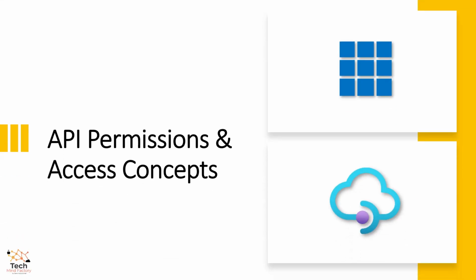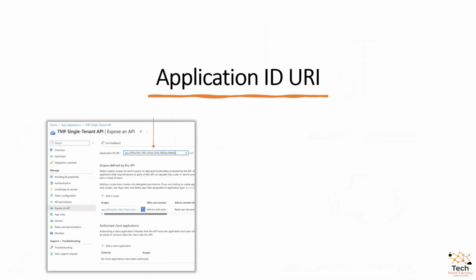All right. So we reached the point where it's time to talk about API permissions and access concepts. Let's start with one important thing, just to clarify it. When we create an app registration in a Microsoft Entra ID tenant, this app registration can be for different kinds of applications. This can be for a web application, a mobile application, a single page application, a daemon application, but also for the protected resource, which is an API.